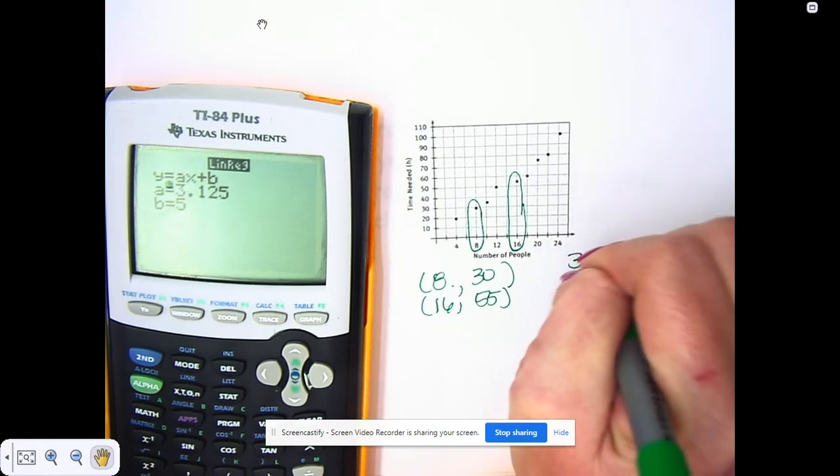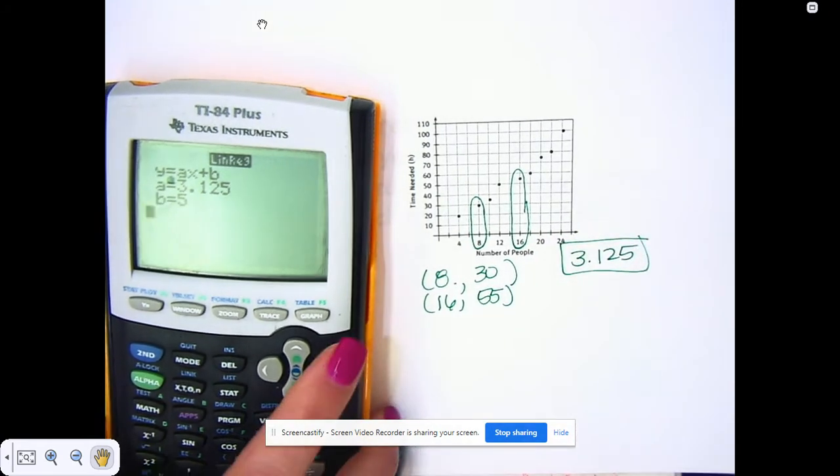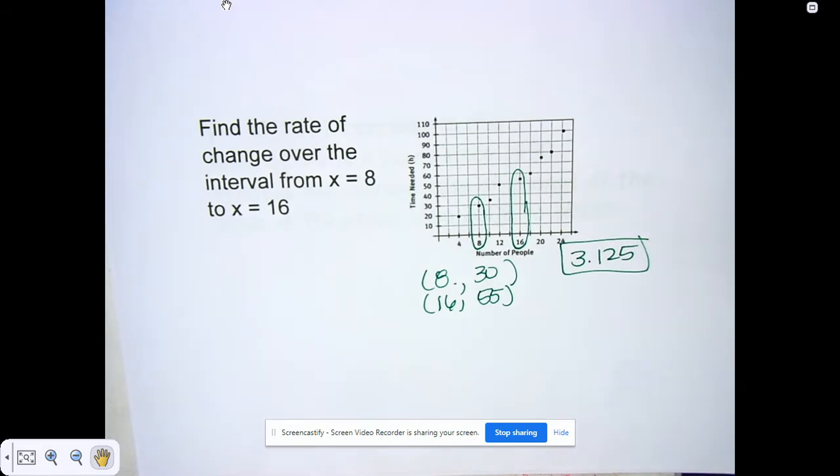So our rate of change is 3.125. Okay, don't have to make that a fraction. That's just what you want, is to know the rate of change.